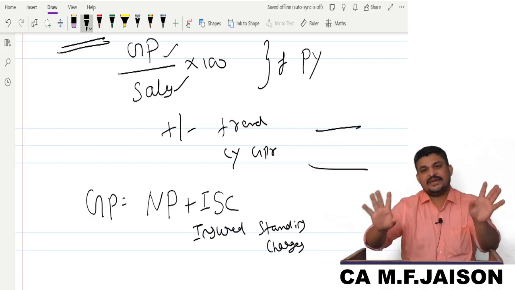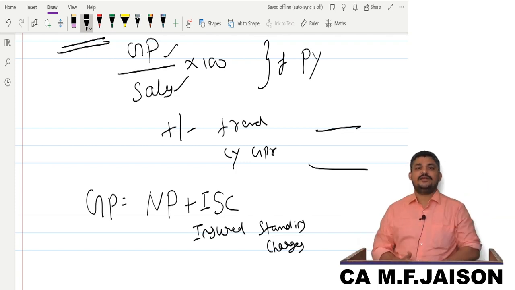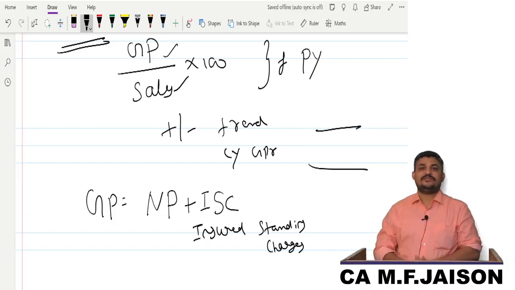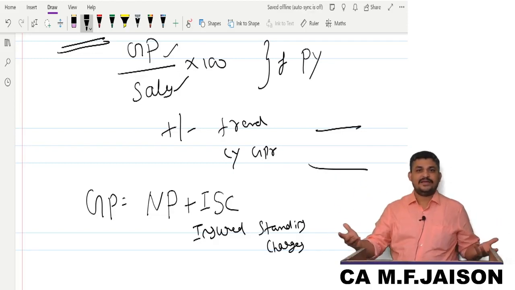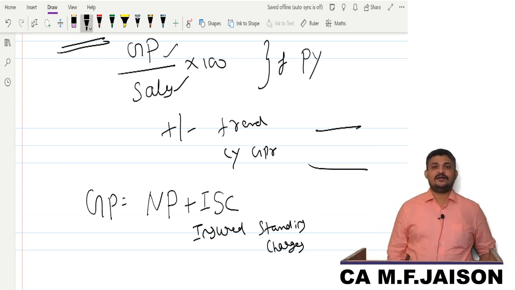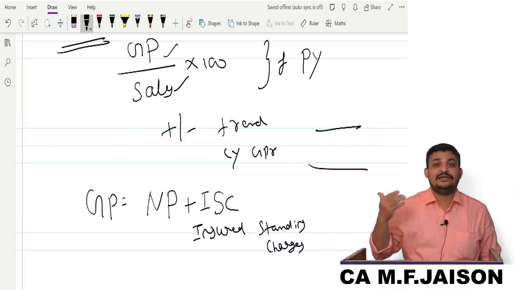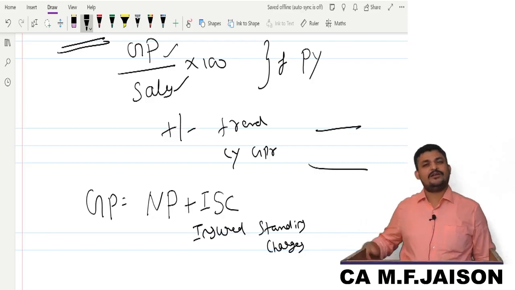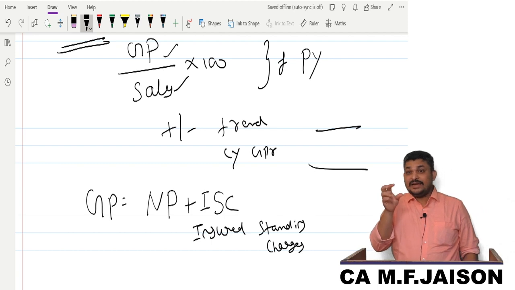Insured standing charges. Generally you have interest, rent, and depreciation. These are the major components of fixed cost. Then further other standing charges should also be considered according to the terms of the agreement. In a classroom we can't say this standing charge is covered and this is not covered, because it differs from policy to policy, company to company. Let us understand the broad principle. We are not going to learn the intricacies involved there.